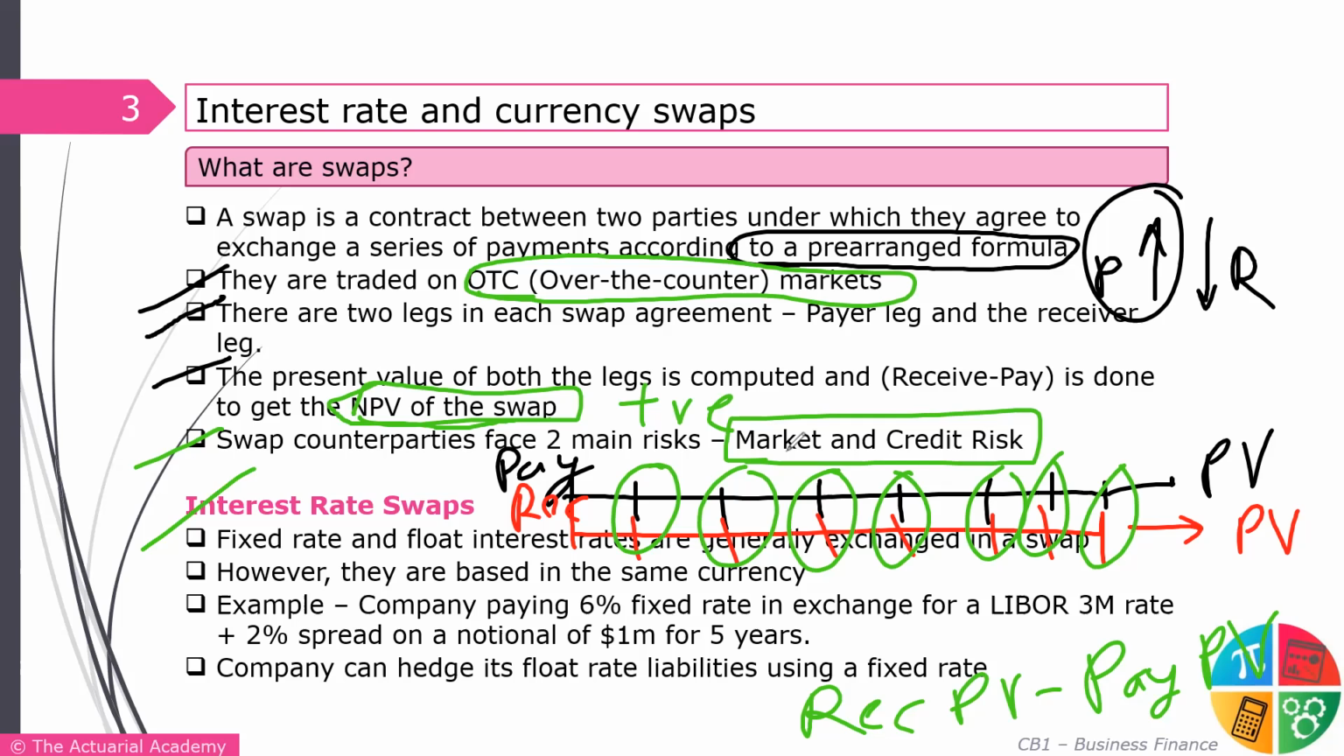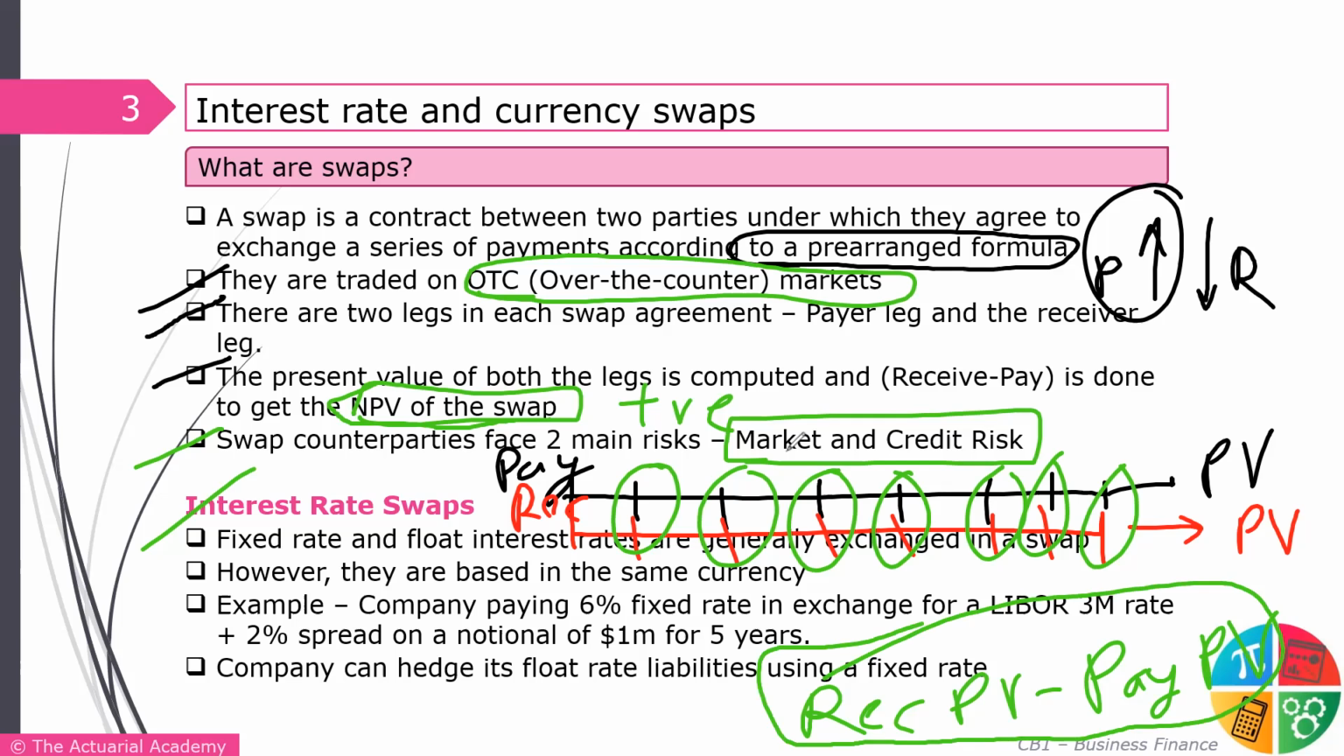In that case the counterparty might default. OK, if the counterparty defaults, if they do not make the required payments to you, then in that case there are chances that even if you have a positive NPV, even if this receive minus pay is positive, you have to take money from the counterparty, or the counterparty is bankrupt. So that's why there is a credit risk as well, which comes into the picture.